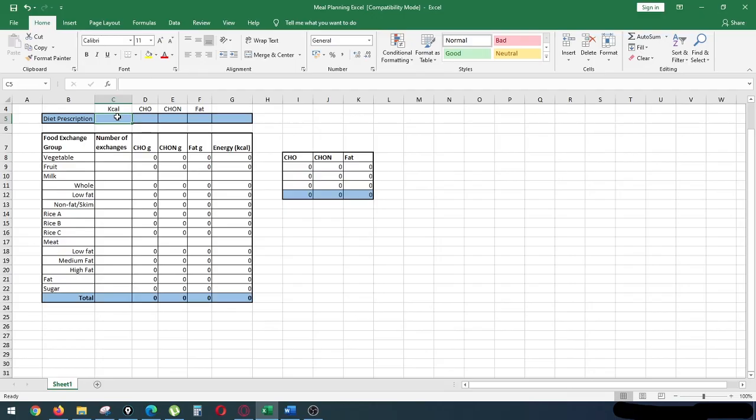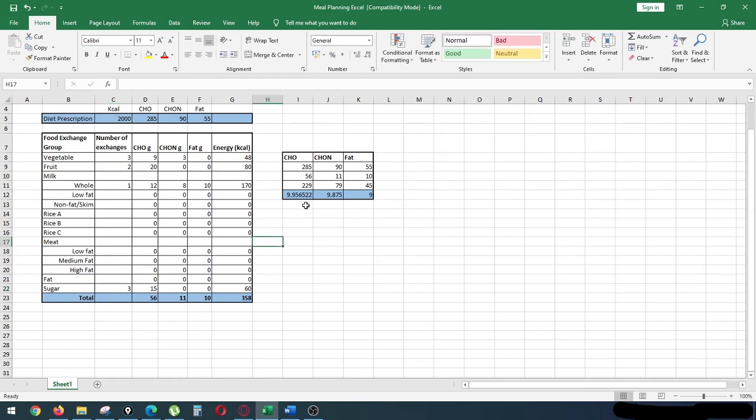Let's try another diet prescription. Let's say, for example, we have 2000 kilocalories, 285 grams of carbohydrates, 90 grams protein, and 55 grams of fat. Okay, so again, for the vegetables, let's say 3. For the fruit, let's say 2. And for the milk, let's say 1. And for the sugar, let's say 3 again.